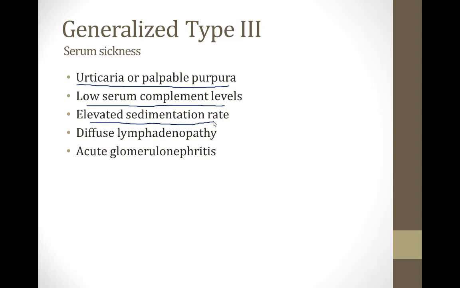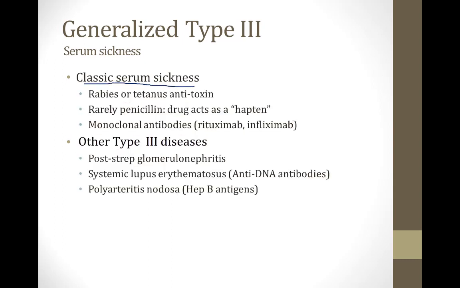They will have an elevated sedimentation rate from inflammation. They can develop diffuse lymphadenopathy. They also can develop acute glomerulonephritis from deposition of immune complexes in the kidneys. Classic serum sickness is very rare in the modern era. There are only a couple instances where you may see something like this.